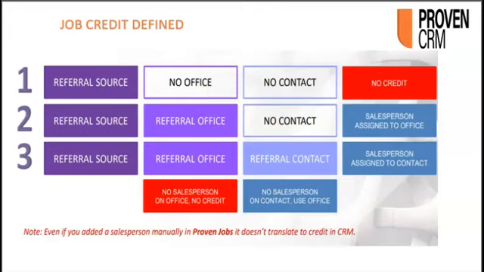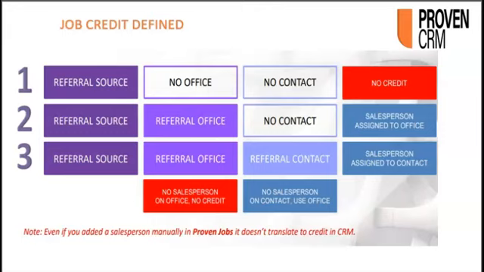The job credit logic was designed to look at several factors relating to referral relationships that can impact if and when a salesperson in the CRM job is to be assigned or not as the salesperson. Let's break that down. The first level is referral source. This level does not have an impact on the job as it relates to job credit. However, it is an integral part of the job as it relates to reporting.